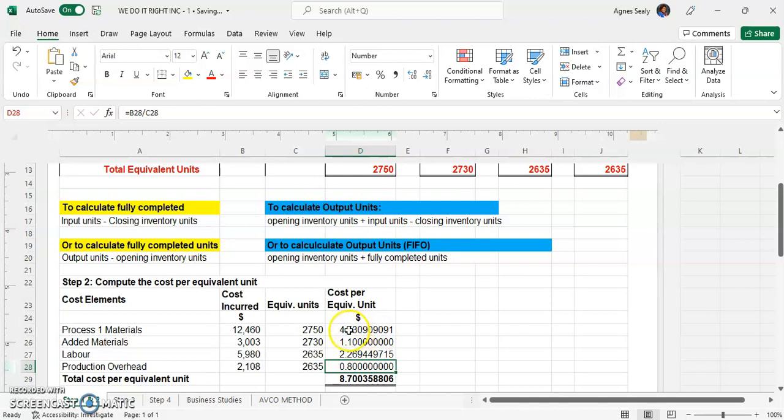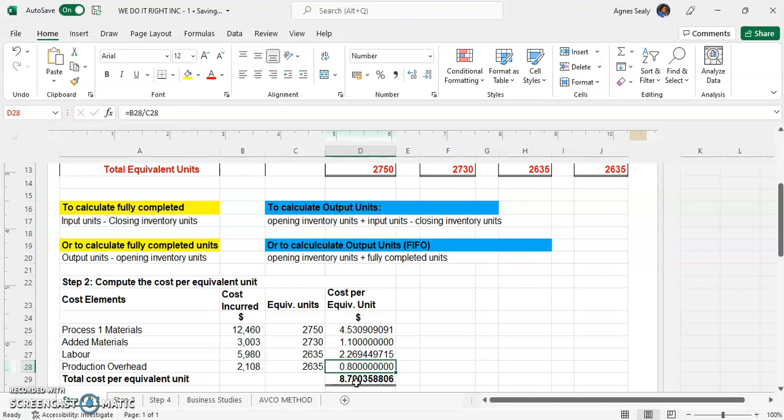So then we have to take the cost per equivalent unit for process 1 material, added material, labor, and production overhead, and add those together, and that will give us our total cost per equivalent unit. Now we need this total cost per equivalent unit because we have to calculate the cost of our fully completed units. And that can only be computed by using the total cost per equivalent unit, because your fully completed units will have process 1 material, added material, labor, and production overhead included in it.